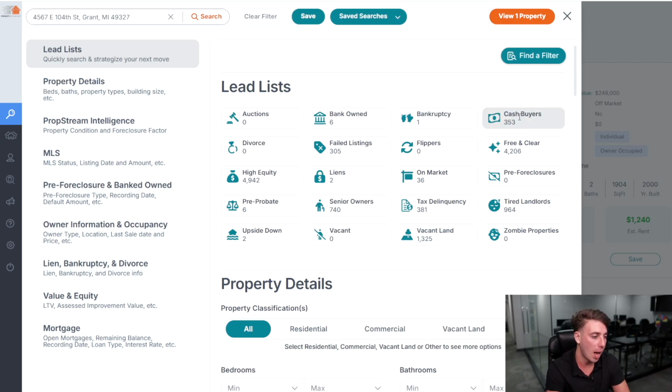You can find cash buyers with PropStream. You can pull vacant land lists, probate lists, high equity, death lists, divorce, every single list you could want, tired landlords. And they make it very simple for you to pull these lists so that way you can then market to them.